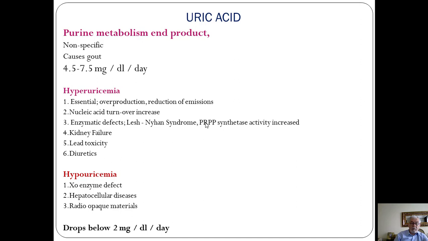Also, the second one is hepatocellular disease, and radiopaque materials cause hypouricemia. In this case, uric acid levels in blood decrease. It goes to 2 milligram per deciliter. As you understand, the uric acid molecule is not specific for kidney disease, but it can give some detailed information about different problems. Also, we can use this molecule for understanding kidney problems.